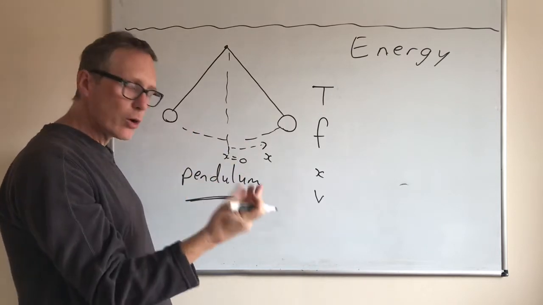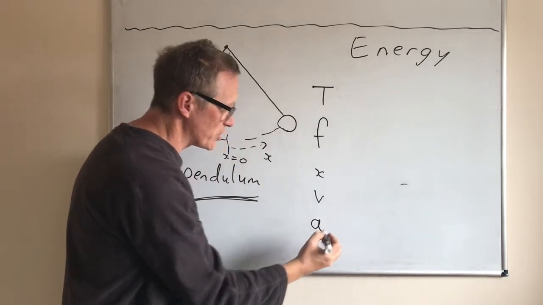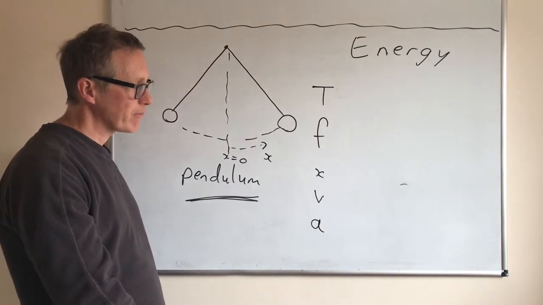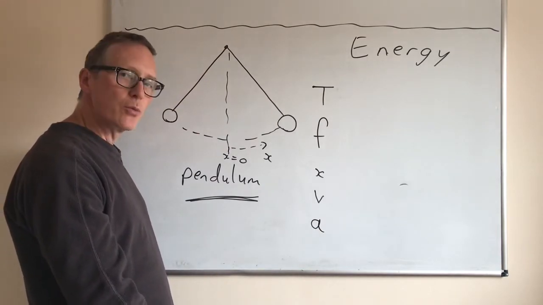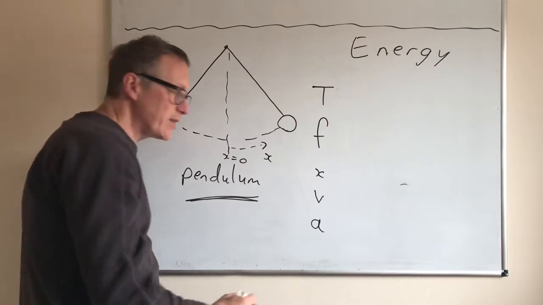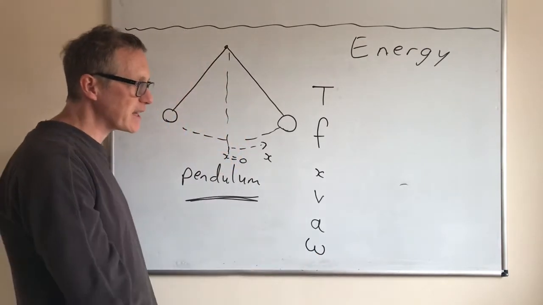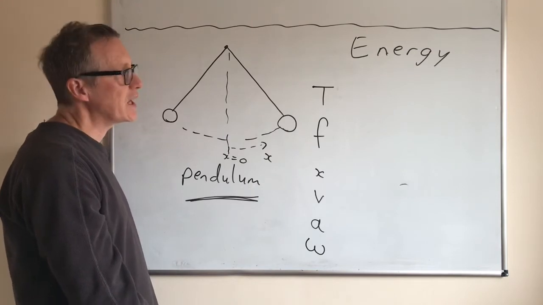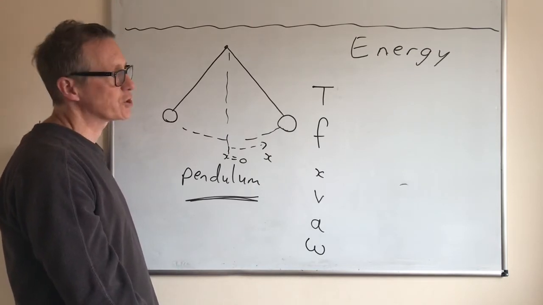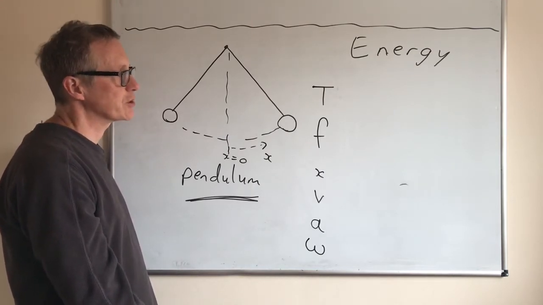And because the velocity is changing, we're also interested in acceleration. And from those numbers, we also ended up with a radial frequency, which was omega. And that is the same omega as we use in circular motion for the equations of circular motion.